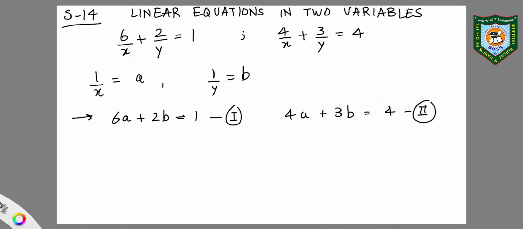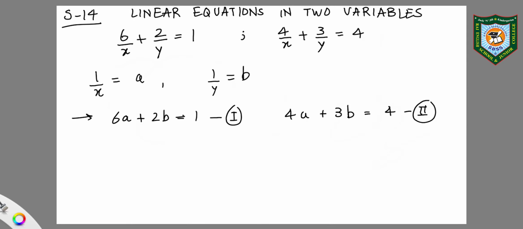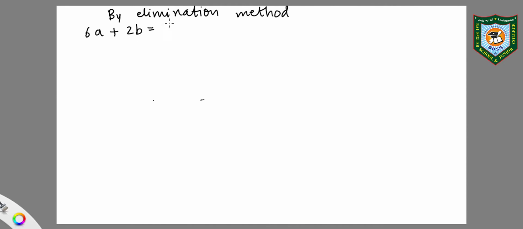Now I'm going to use a different method in this particular scenario to solve the equations. In the previous section, we used Cramer's rule to solve the two equations. In this section, we'll be using elimination method. So by elimination method, my first equation is 6a plus 2b is equals to 1. And my second equation is 4a plus 3b is equals to 4.